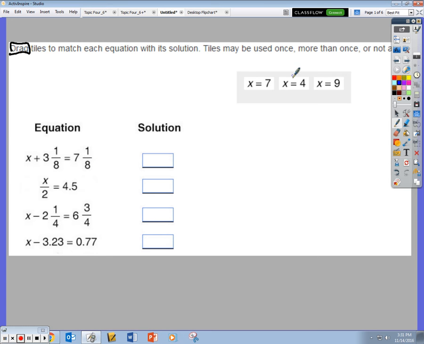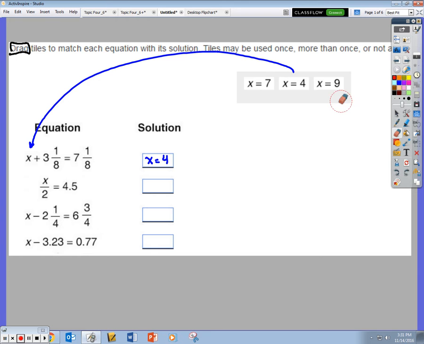Now this one here I could substitute in. Let's see here. This says 7. Well, if I go 7 plus 3, that gives me 10. That won't give me 7 1/8. So I can erase that. That's not going to work. Let's try substituting in 4. Well, what's 4 plus 3? Well, that gives me 7. Plus the 8th gives me 7 1/8. Oh, so this one here must be x is equal to 4. So I can actually substitute some of these in to see if they do make it true.